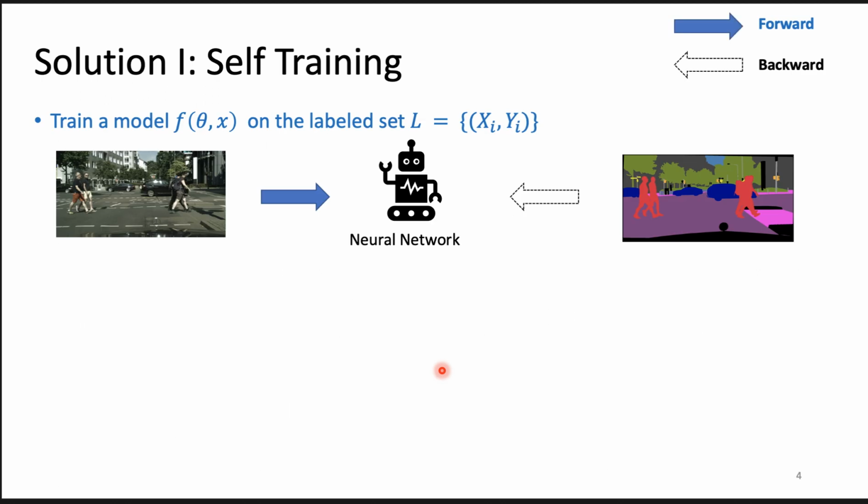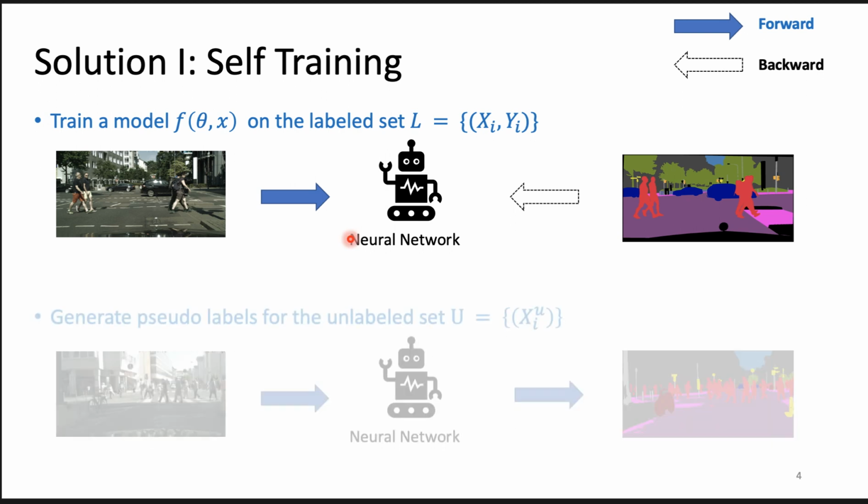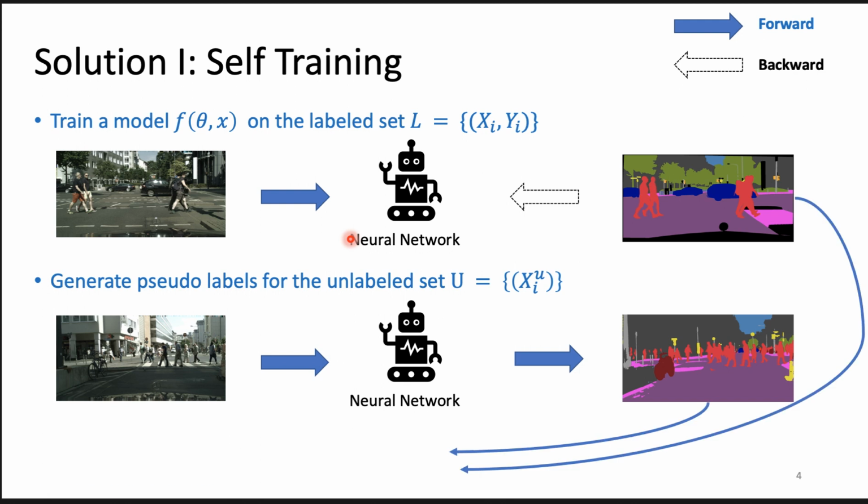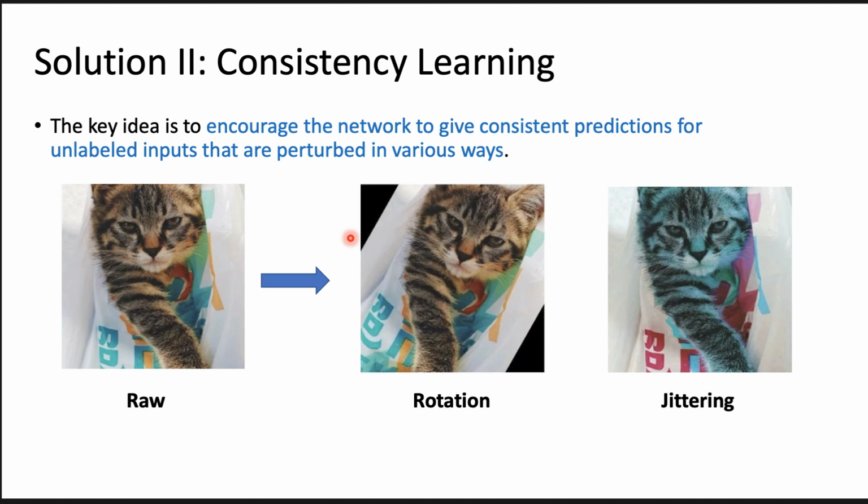The first is self-training. There are mainly three steps in self-training. First, we train a model F on the labeled set. Second, we generate pseudo-labels for the unlabeled set. Third, we retrain a new model on the whole set, including ground truths from the labeled set and pseudo-labels from the unlabeled set.